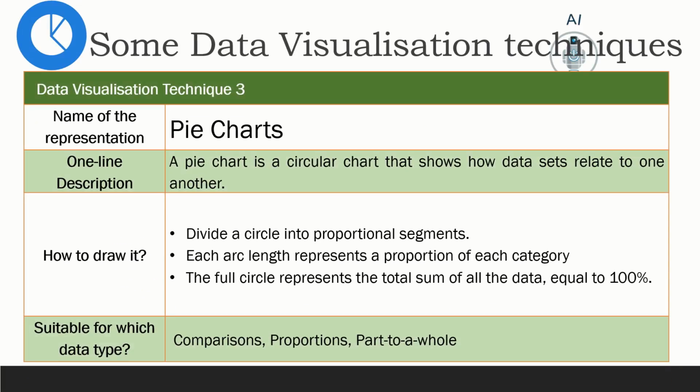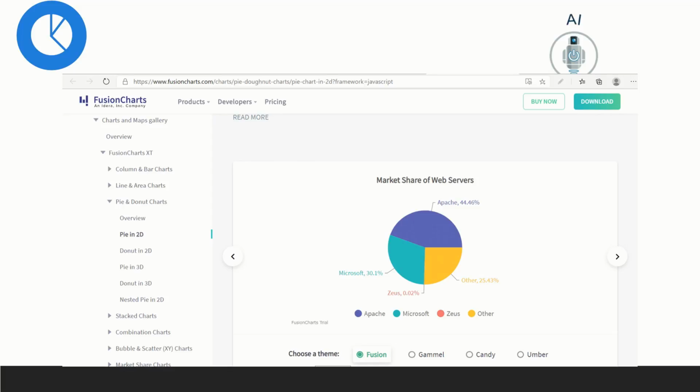The third data visualization technique that we are going to learn is the pie chart. A pie chart is a circular chart that shows how data sets are related to each other. To do this, we will draw a circle into proportional segments. Each arc length represents a proportion of each category. The full circle will calculate to a total sum of all data, that is 100%. This chart is suitable for comparisons, proportions, and part to a whole comparison.